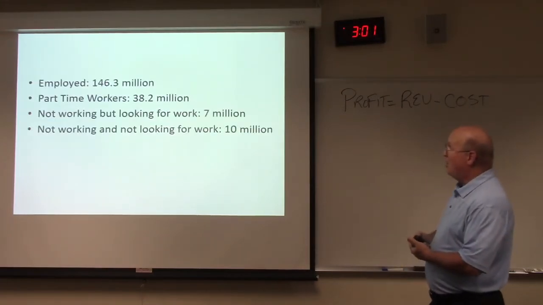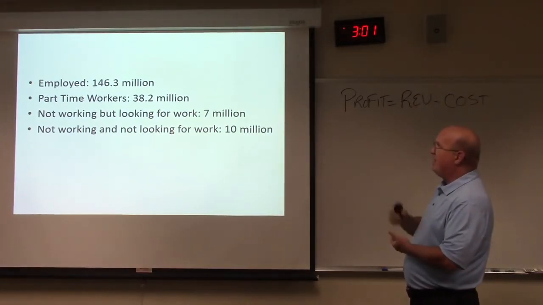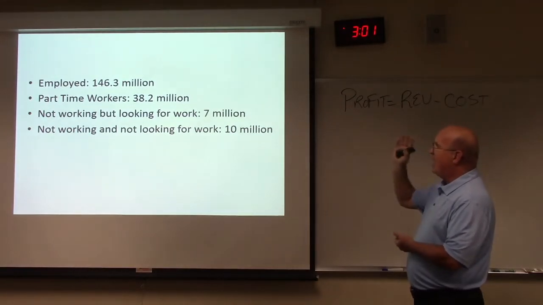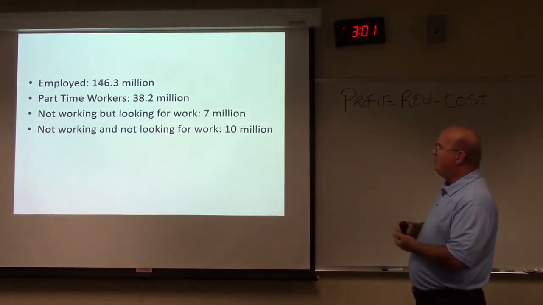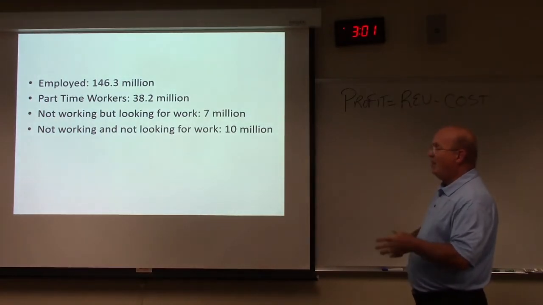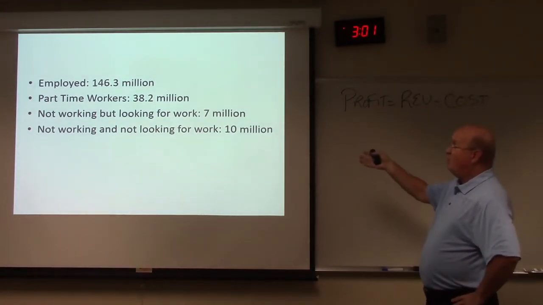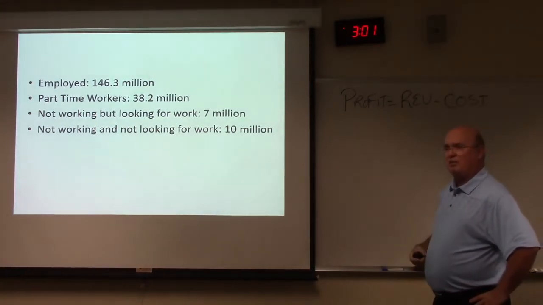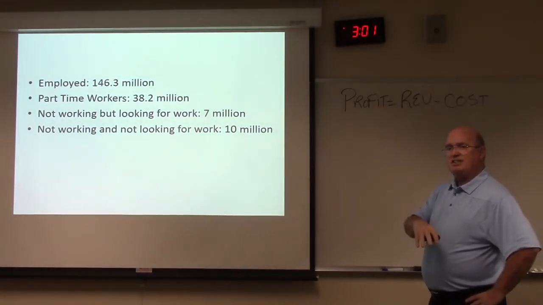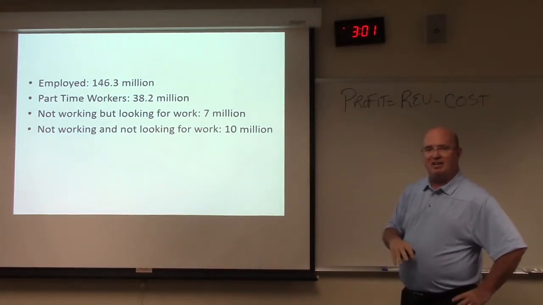All right, so we've got 46.3 million employed. We've got 38.2 million part-time. We've got 7 million not working but looking for work. We've got 10 million not working and not looking for work. What I want you to do here is 2 things. First is figure out which one of those go into which part of the formula, and then do the formula. So go ahead and pause the recording and go ahead and do that, and then come back when you're done.